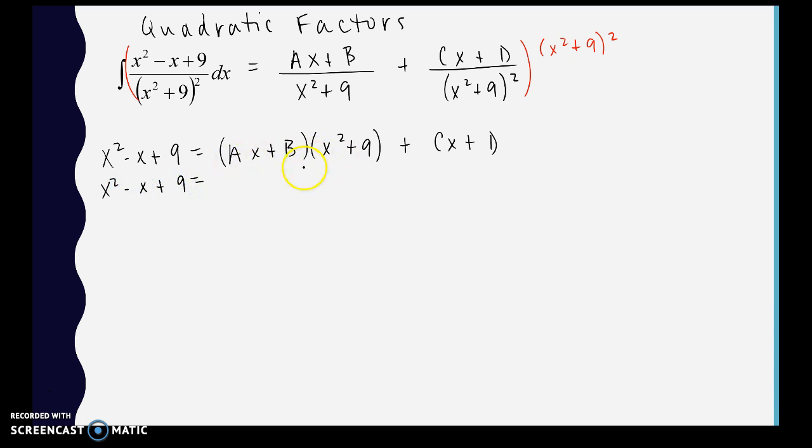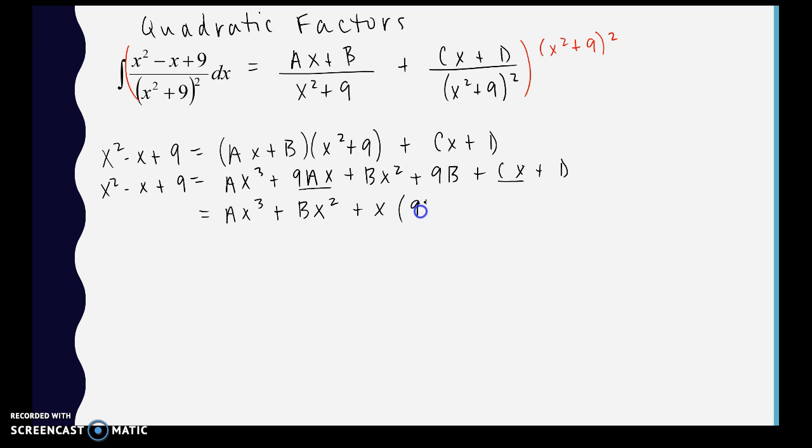let's expand these factors. So it would give me ax cubed plus 9ax plus bx squared plus 9b, and then I have my cx and my d. So on the right hand side, I'm going to collect according to the power, so nothing to combine x cubed or x squared, but notice I have an x in both of those terms, so I can factor that out to 9a plus c. And then I have my constant terms, 9b plus d. Okay, so now from here I can equate coefficients.